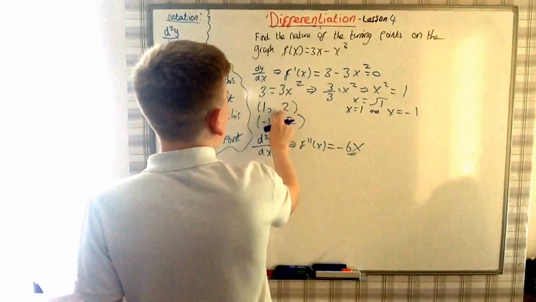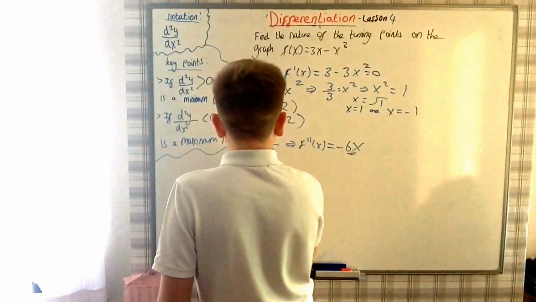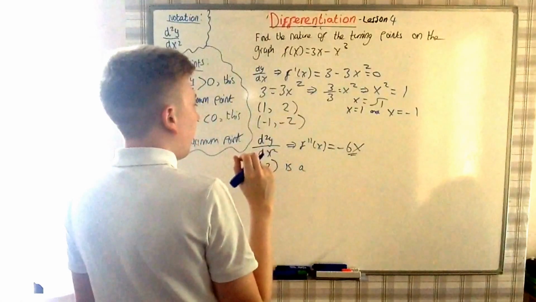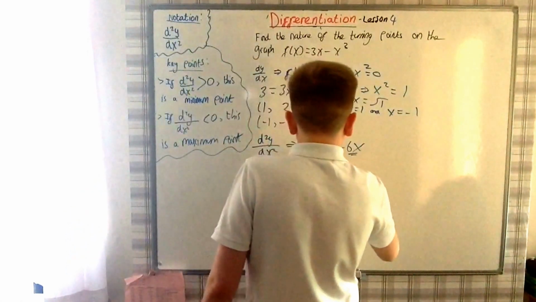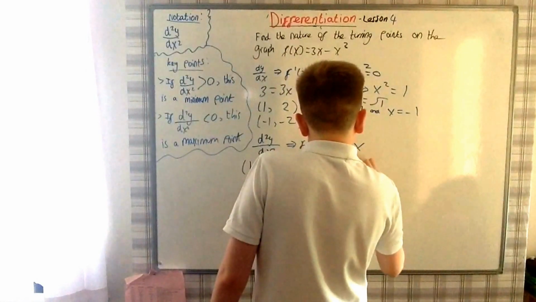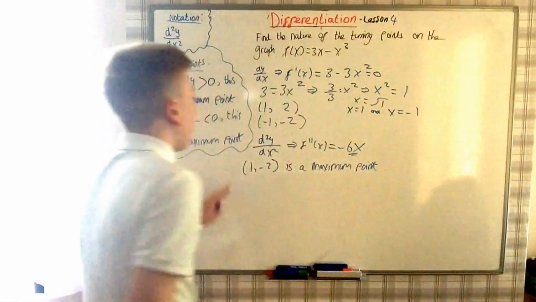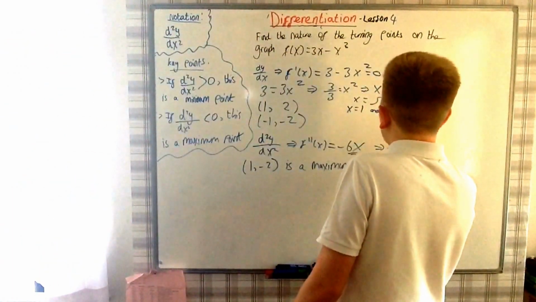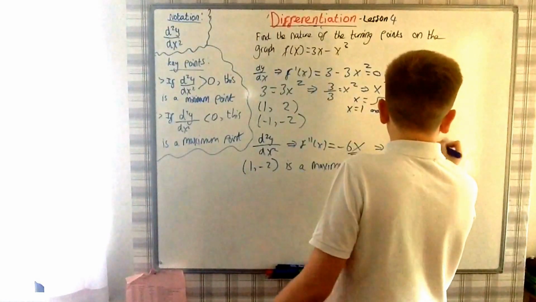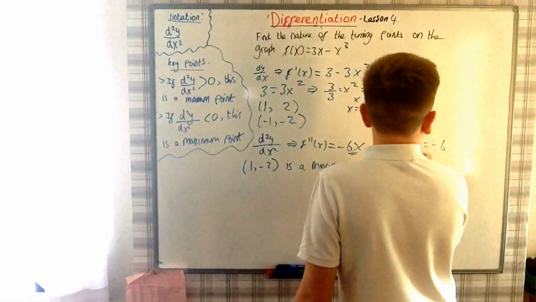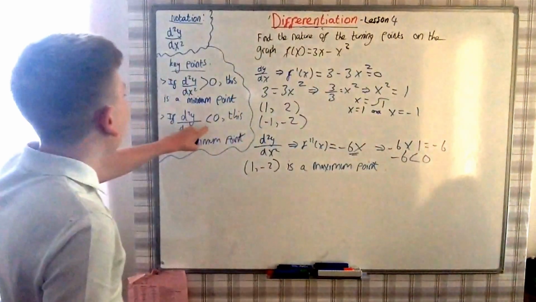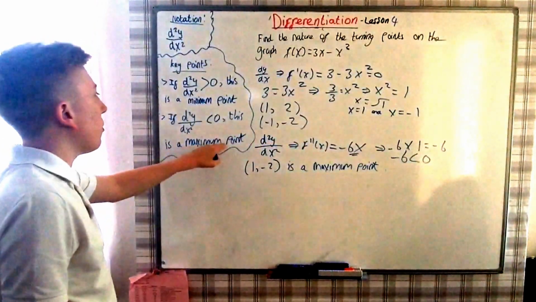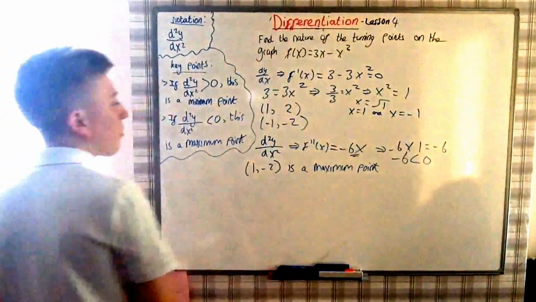So this turning point, where x is 1, we can say is a maximum point. Okay? And we show this by saying that minus 6 multiplied by 1 equals minus 6. And as minus 6 is smaller than 0, using what we have here, if d squared y over dx squared is smaller than 0, which it is, this is going to be a maximum point. Okay, so that's proved that this is a maximum point.